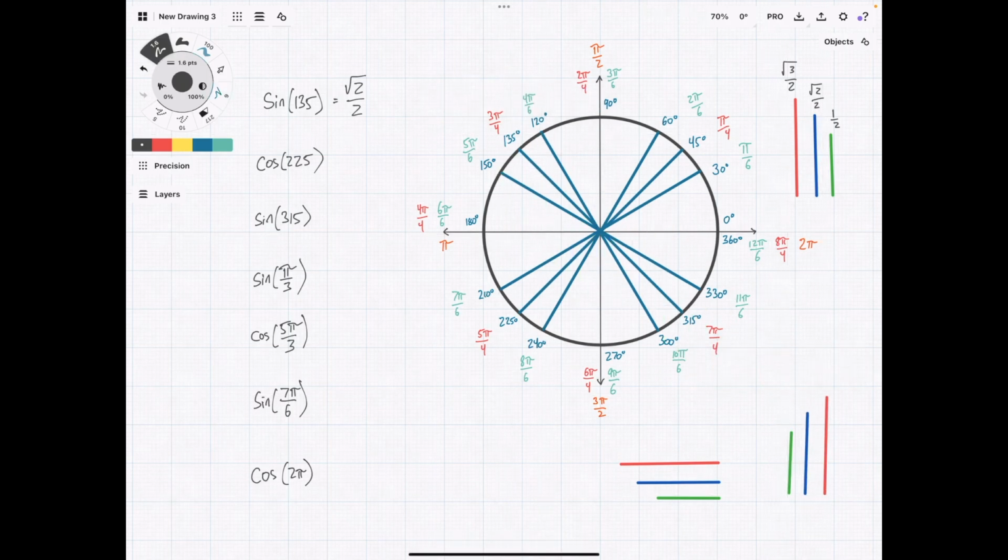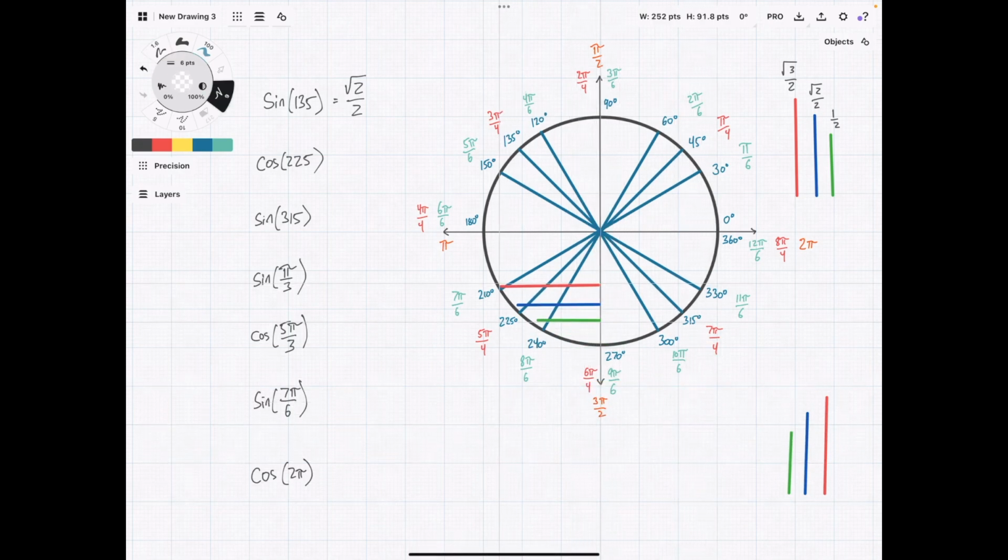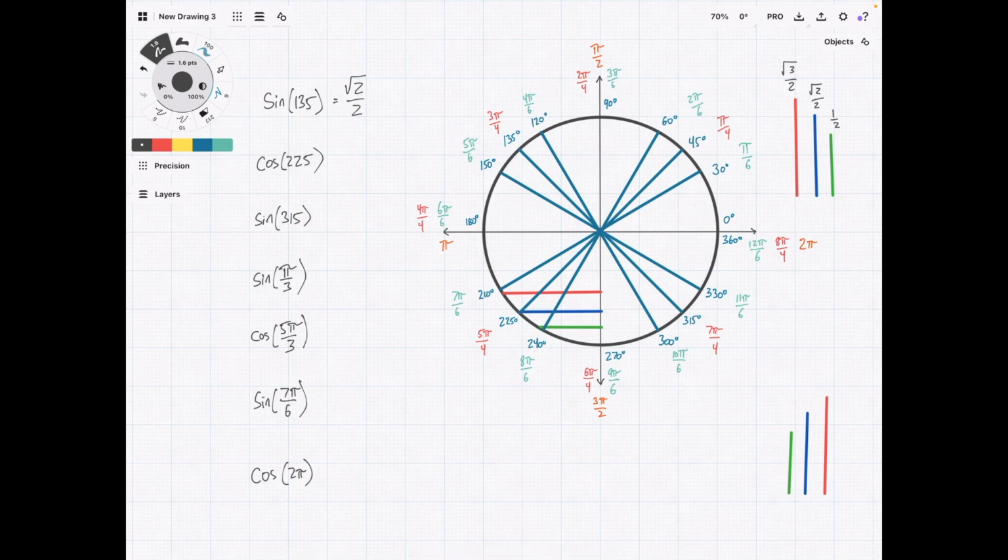Now we're going to move on to the second question, cosine of 225. First step again, figure out where it is on the circle. Figure out what coordinate we're looking for. This is cosine, so we're going to be looking for x. And then we're going to put our lines on top of the circle. In this case, it's still the blue line, so we know from the last one that this is square root of 2 over 2. The only tricky thing here is we have to remember that cosine is negative on this side of the plot. So we're going to have negative square root of 2 over 2. Not too difficult.